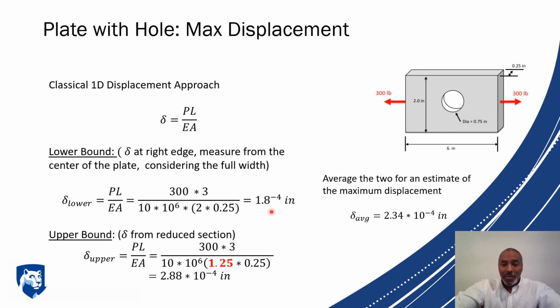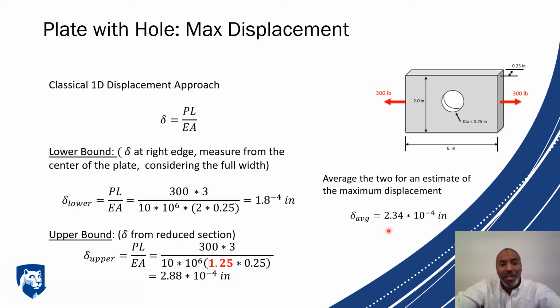Our upper bound comes from our reduced section, where we're assuming our hole is acting, so we only have this area and this area in our reduced section. Our PL over EA still has 300 for our load, 3 for our length, and 10 times 10 to the 6 again for our modulus. Now that height, which was a full 2 inches, is reduced to 1 1/4. We multiply that by a quarter, and we're left with 2.88 times 10 to the minus 4th inches. So we have upper and lower bounds. For the sake of this argument, we can just take the average of those. The average comes out to be 2.34 times 10 to the minus 4th inches.